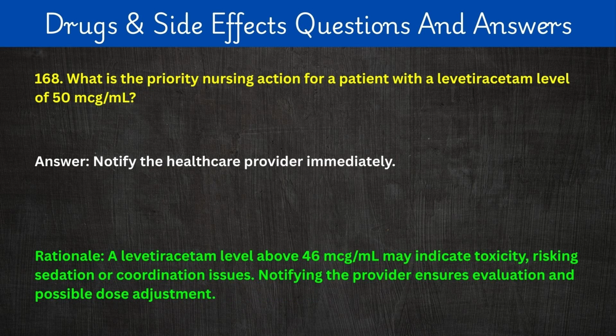168. What is the priority nursing action for a patient with a levetiracetam level of 50 micrograms per milliliter? Answer: notify the healthcare provider immediately. Rationale: a levetiracetam level above 46 micrograms per milliliter may indicate toxicity, risking sedation or coordination issues. Notifying the provider ensures evaluation and possible dose adjustment.